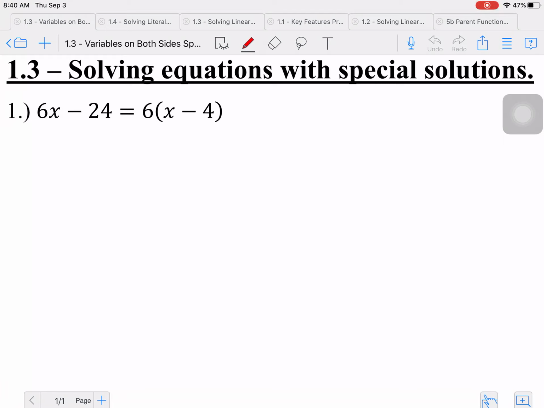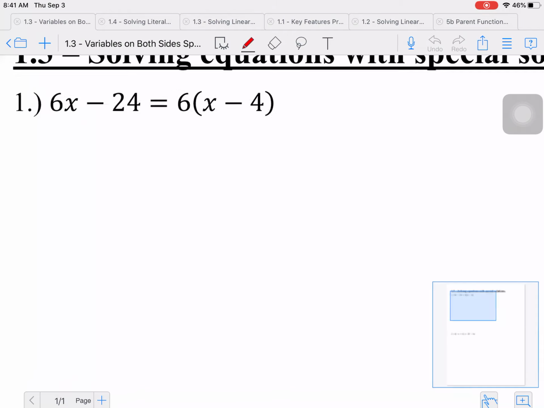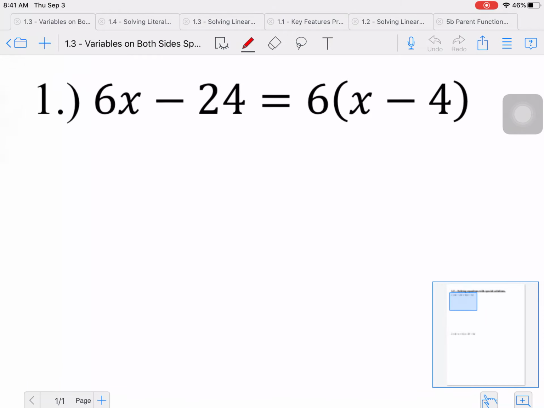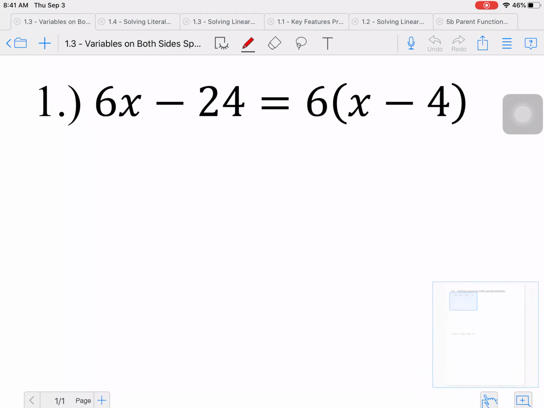So now that we have some skills on solving equations with variables on one side by using the distributive property and combining like terms, now we're going to go ahead and focus on solving equations that have special solutions. So I'm going to go ahead and solve two problems, and each one of those is going to have a special solution. So if we take a look at number one, we're going to go ahead and solve it the same way we always do it.